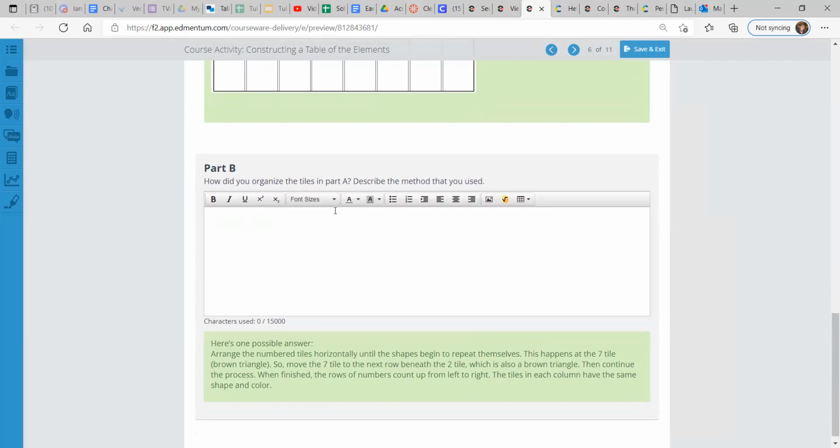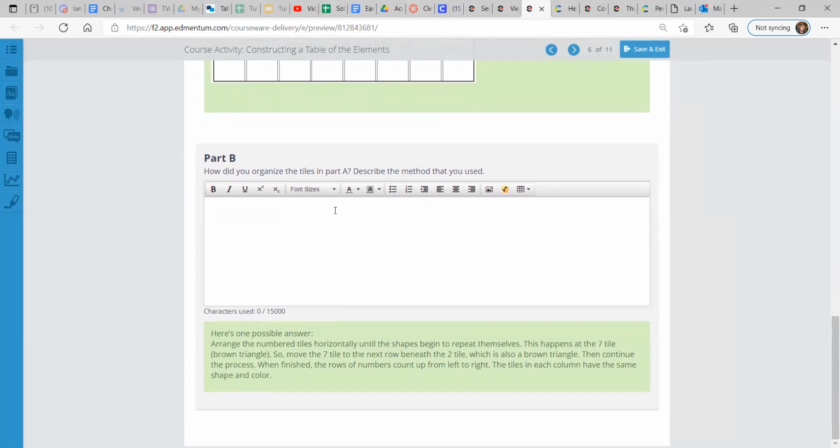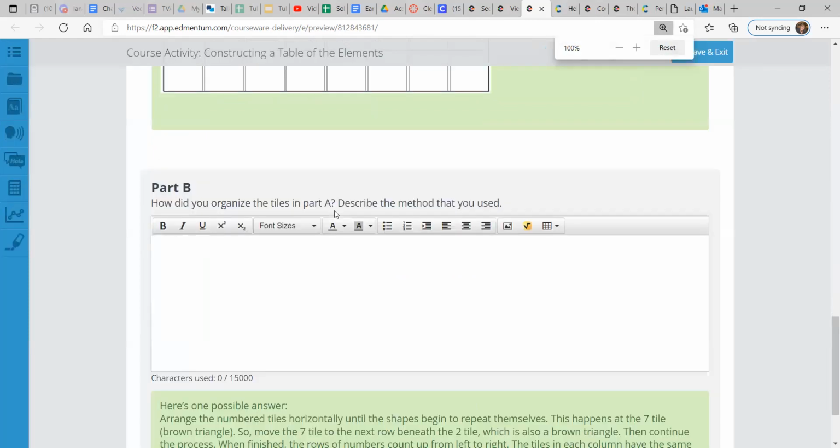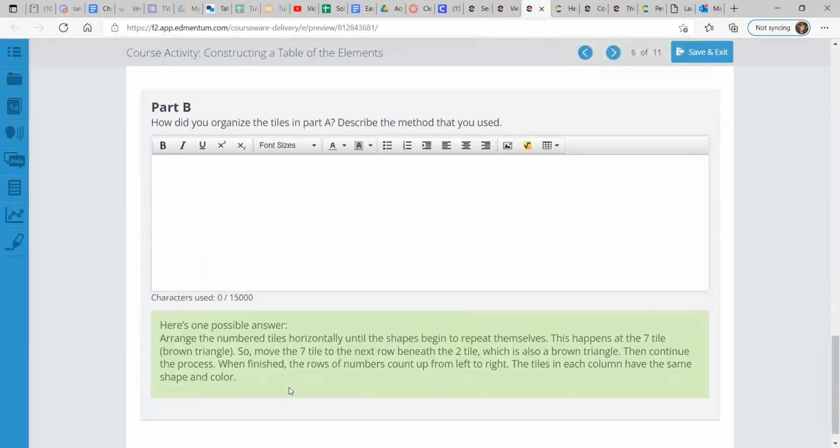Part B is describing how we organized the tiles in part A. We sort of did this just now, but here is a more detailed process. Arrange the numbered tiles horizontally until the shapes begin to repeat themselves. That's what we did. This happens at the 7 tile, which is a brown triangle. So we moved the 7 tile to the next row beneath the 2 tile, which is also a brown triangle. Then we continued that process until everything was arranged from left to right and up to down.